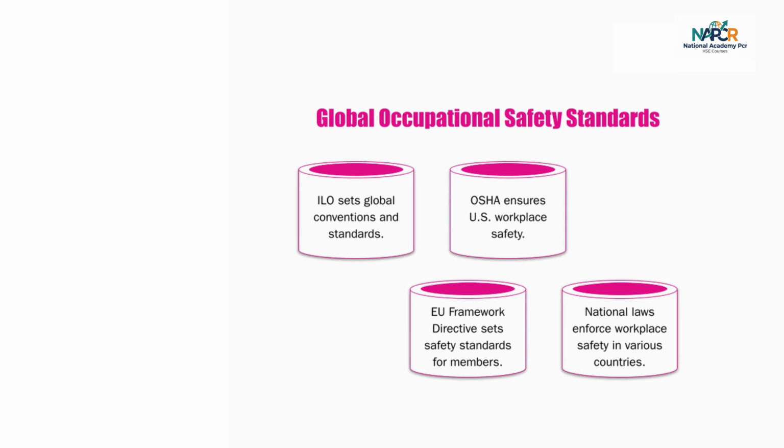In terms of global occupational safety standards, we have the ILO, the International Labour Organization, which sets global conventions and standards for organizations. Then we have OSHA, which, as already mentioned, was introduced in 1970 to ensure workplace safety. We have the EU framework directive, which sets safety standards for the members of the European Union. Then we also have national laws that enforce workforce safety in various countries, so every country can adopt certain rules and regulations.